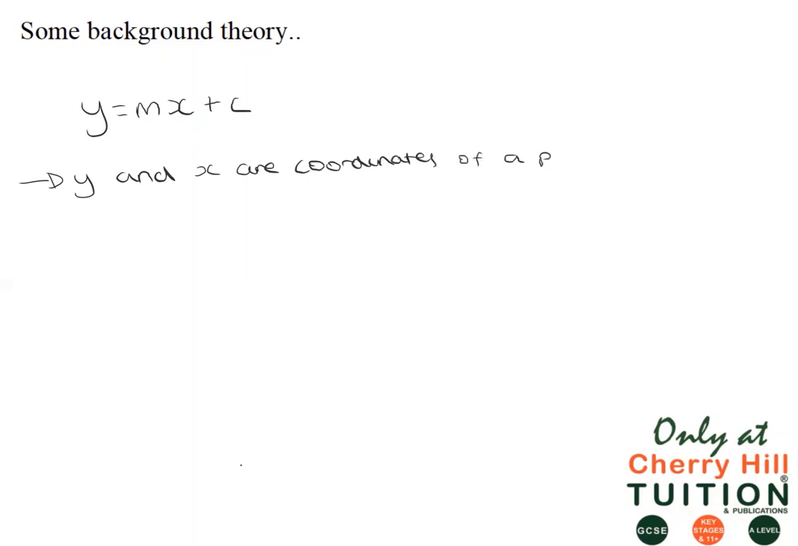So before we go through some carefully selected questions, let's go over some background theory. This tutorial is going to be about the Cartesian equation. The Cartesian equation can be written as y is equal to mx plus c. So y and x are coordinates of a point on the line, and the line is described as y is equal to mx plus c. So y is equal to mx plus c is the equation of a line.